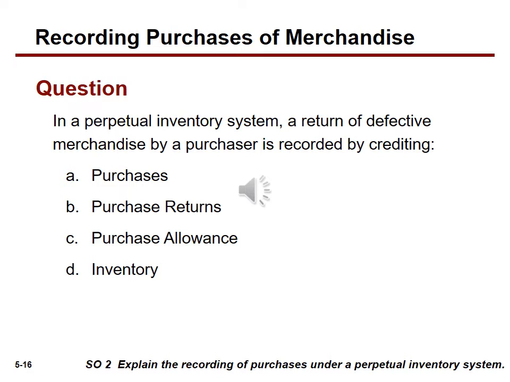Just to illustrate a little bit further, as we mentioned before, in a perpetual inventory system, we record the cost of the products as a debit to our inventory in our general journal. Now this question here says, in a perpetual inventory system, a return of defective merchandise by a purchaser is recorded by crediting what? Since we debited our inventory account when we purchased those products, if we return some of them now, we also want to reduce our inventory account. So what we're going to do is credit inventory in our general journal.